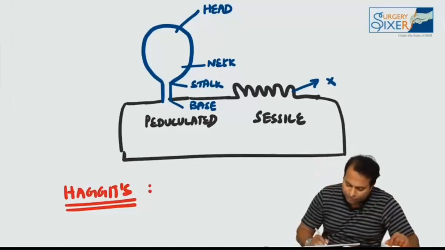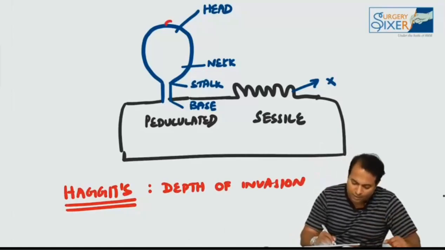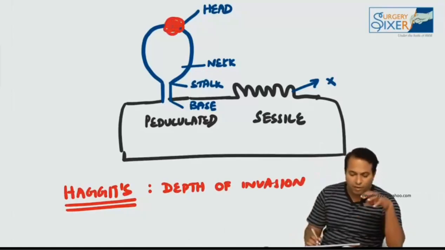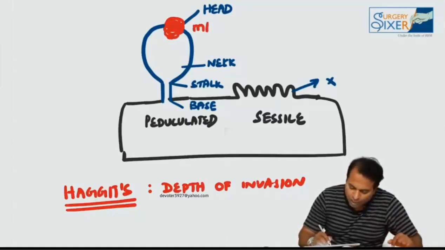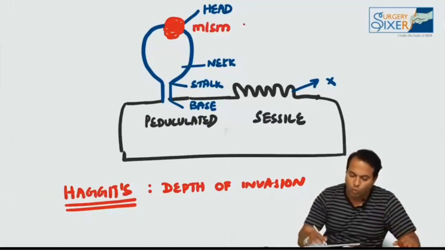Haggitt's criteria defines the depth of invasion of cancer in polyps. Usually it is the polyps from which cancer starts. If the cancer is involving the head alone and just infiltrating up to the mucosa and submucosa, that is known as level 1.